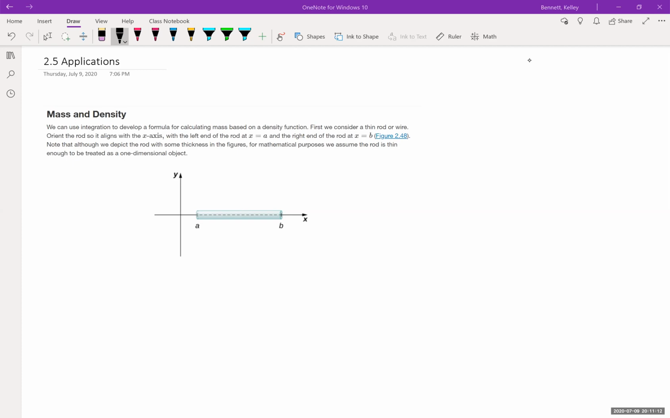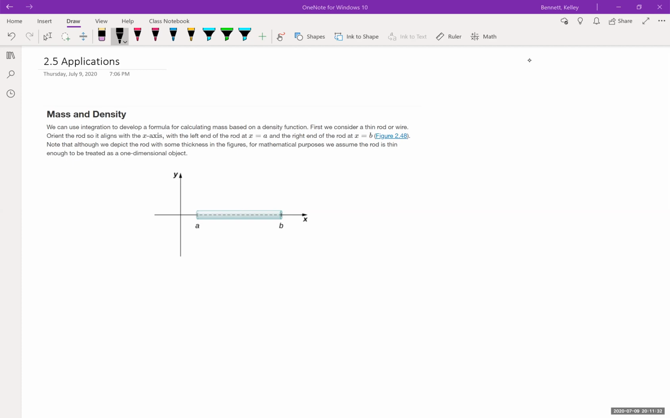There are some other topics in this section from the textbook that you're more than welcome to read and are quite interesting, but I'm going to limit the focus for us just on the first two. So to start with, for mass and density, we're going to begin with a linear density and a linear mass.